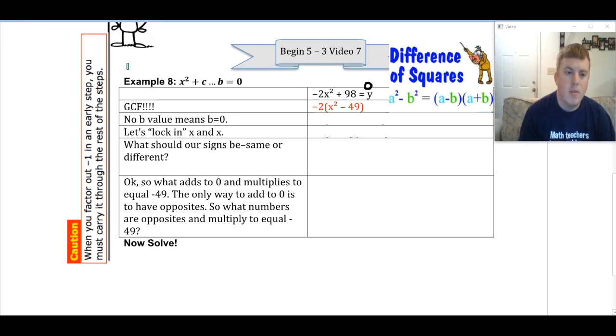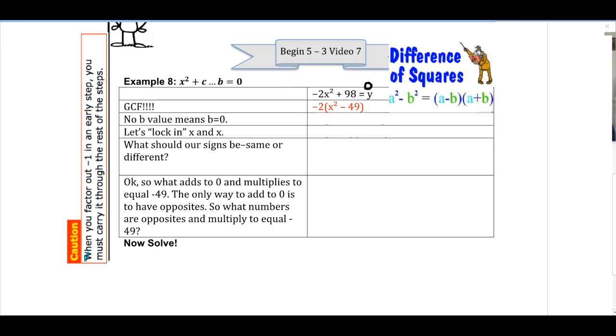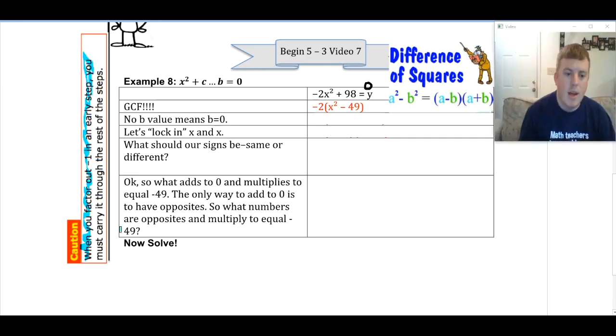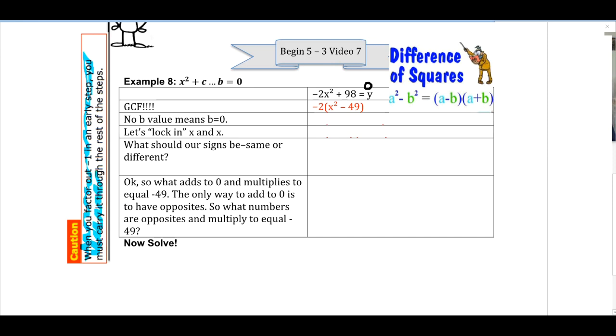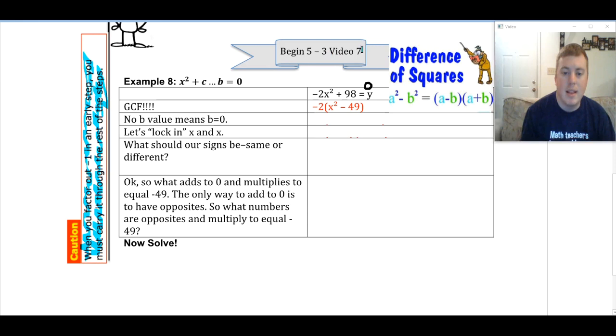Now we have a little bit of a reminder here on the side. Remember, whenever you factor out a negative 1 in an early step, you have to make sure that you carry it through the rest of the process. So every step after this needs to have that negative that we pulled out from the negative 2.